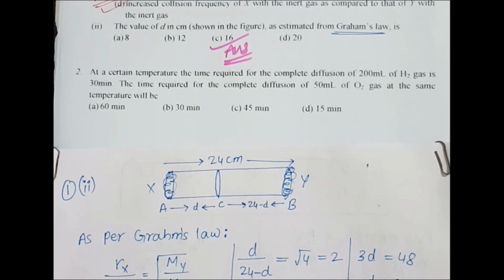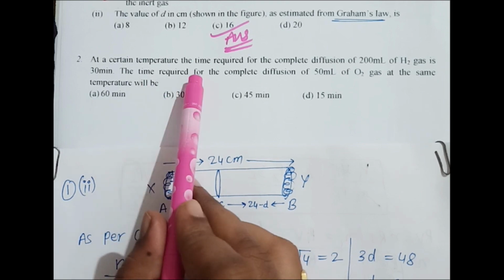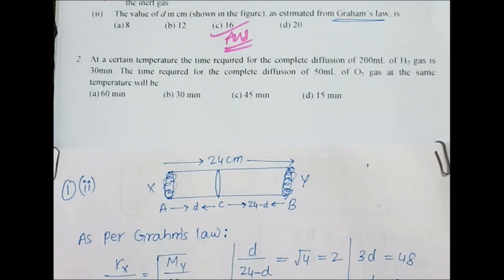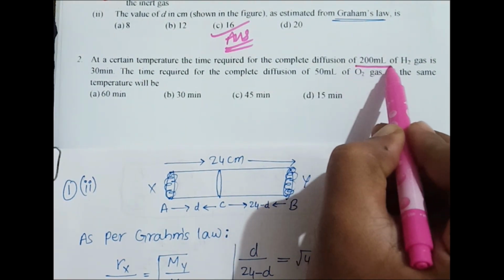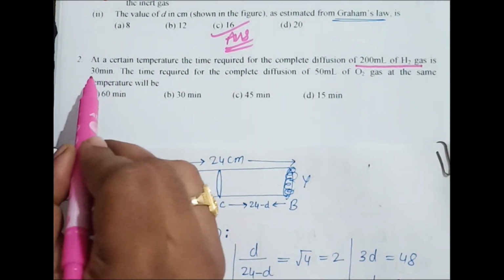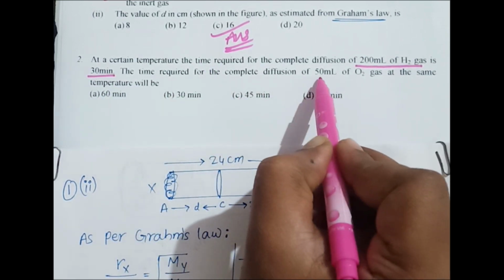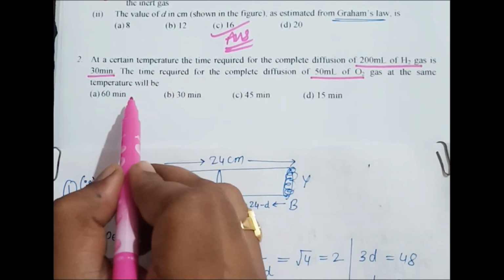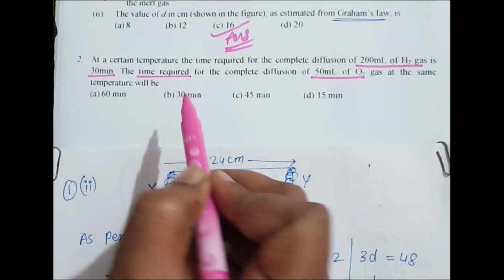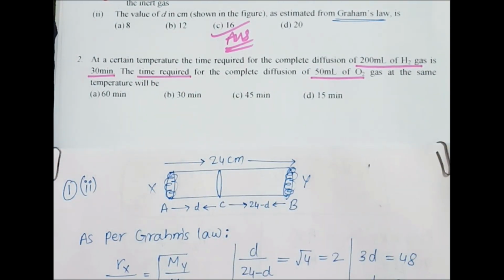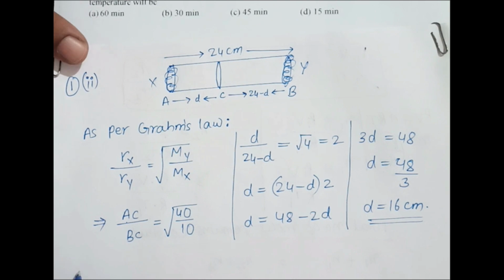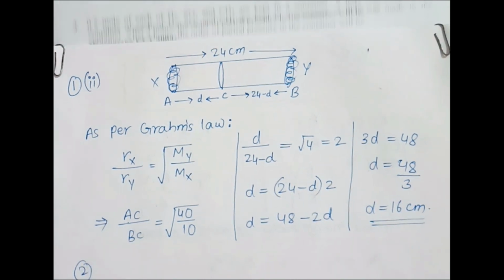Now coming to the second question. Let us see. At a certain temperature, the time required for complete diffusion of 200 ml of H2 gas is 30 minutes. The time required for the complete diffusion of 50 ml of O2 gas is, question mark. So yes, it is about time. For time questions, we know the formula. So question number 2. Let us write the given data first.